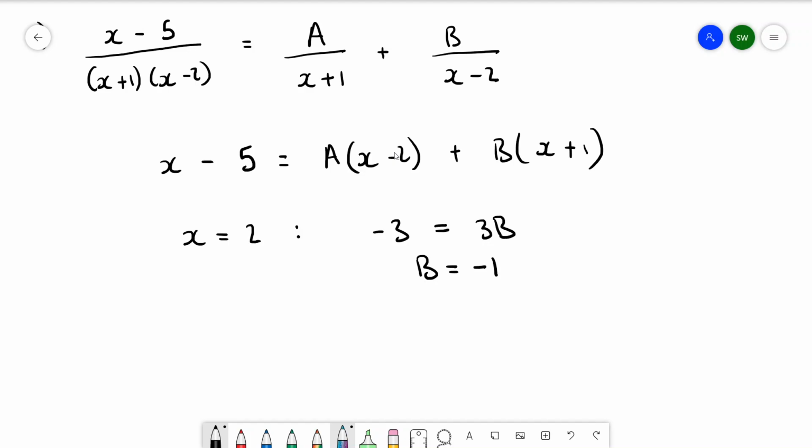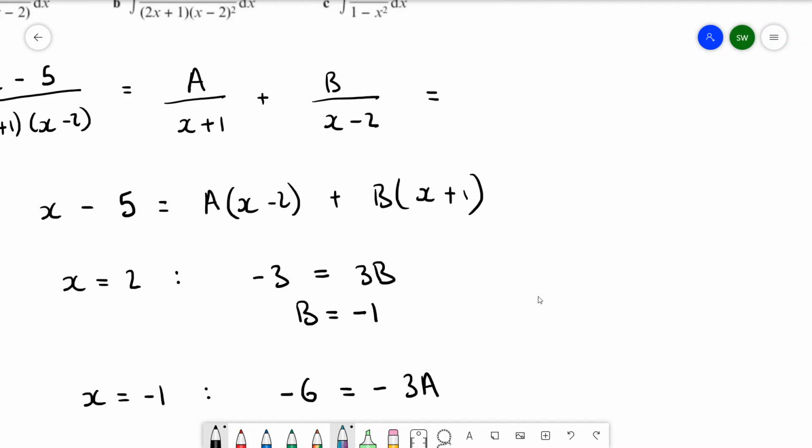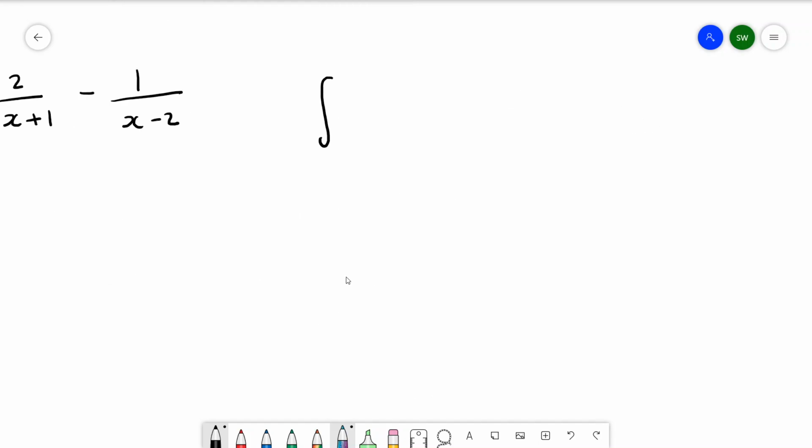And I can also sub in x equals minus 1, because this bracket will be 0 when I sub in x equals minus 1. So on the left hand side we'll have minus 6, and on the right hand side we'll have minus 3A. So that tells us that A is equal to 2. So we can write our integrand as 2 over x plus 1, and then minus 1 over x minus 2. So our challenge now is to integrate these partial fractions.